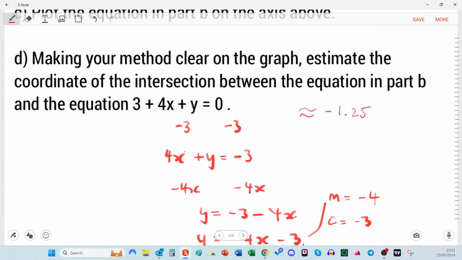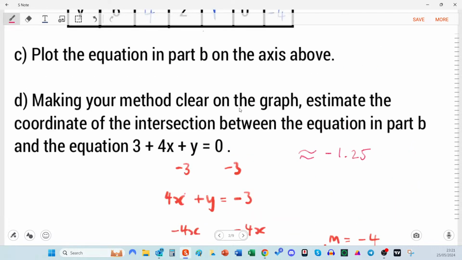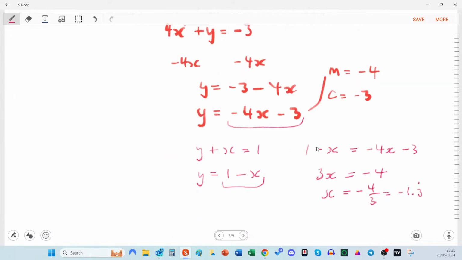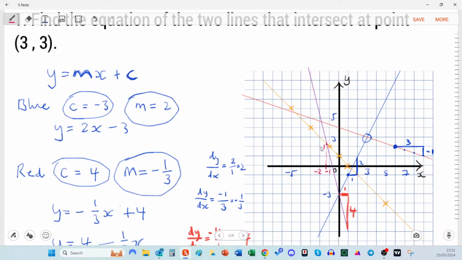So I wasn't too bad. I'd definitely get away with that in the exam, but that's if you want to find it exact. But it says here, making method clear on the graph, estimate. Estimate, you don't get marks for giving the exact number. They don't care about the exact number. This is an algebraic method. They're really testing if you can find that point and estimate.